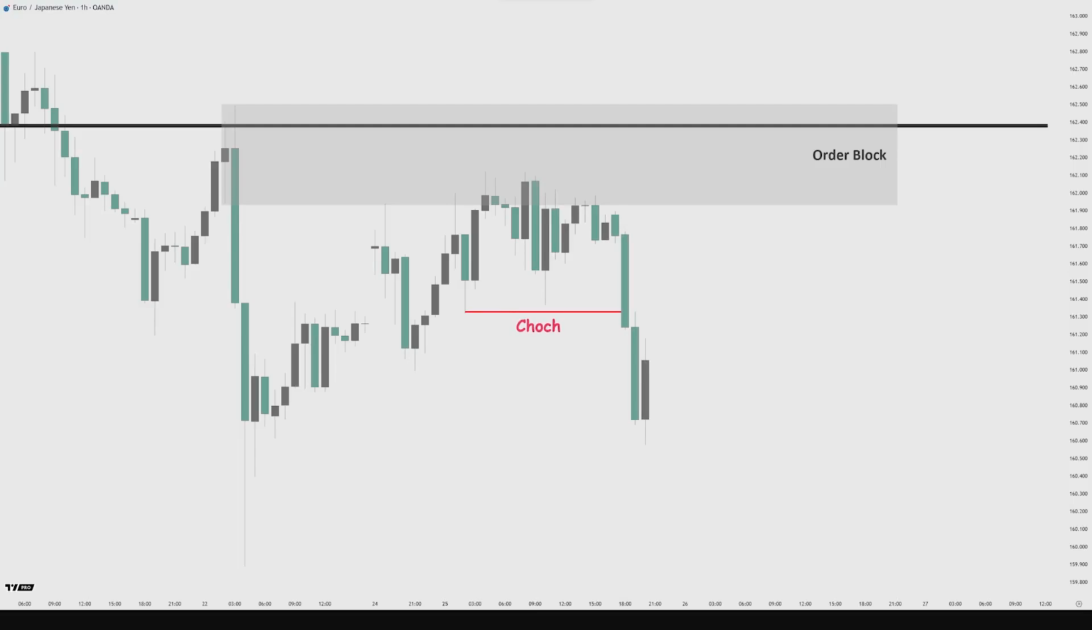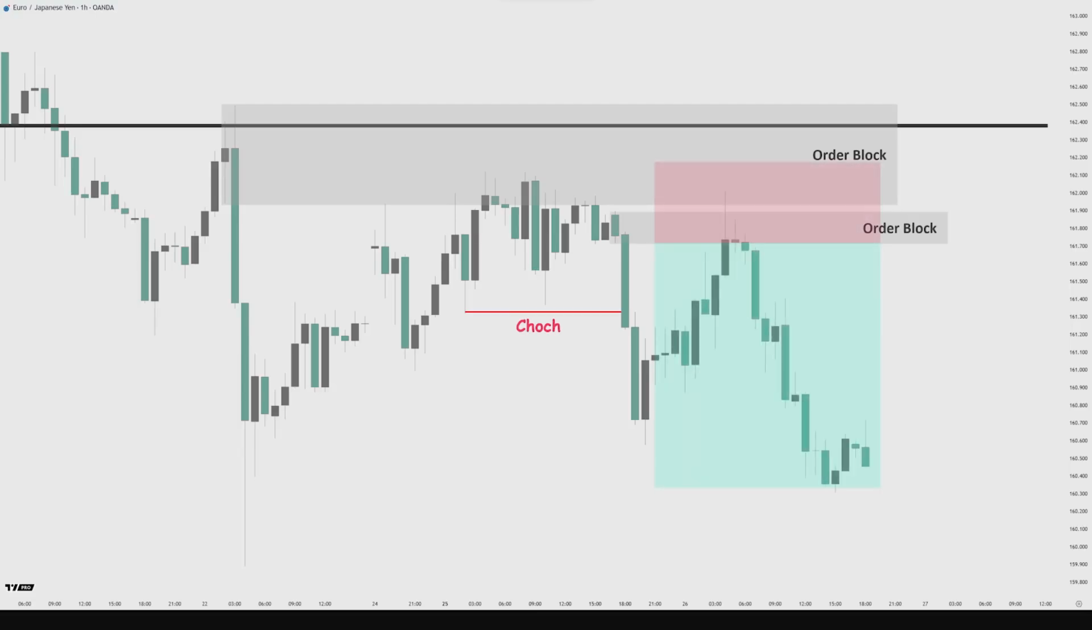At this point, the price has confirmed a change of character, signaling a reversal. Additionally, it has formed an order block, which we can use as our entry zone. With both the higher time frame and the lower time frame now bearish, we can confidently take a short entry.